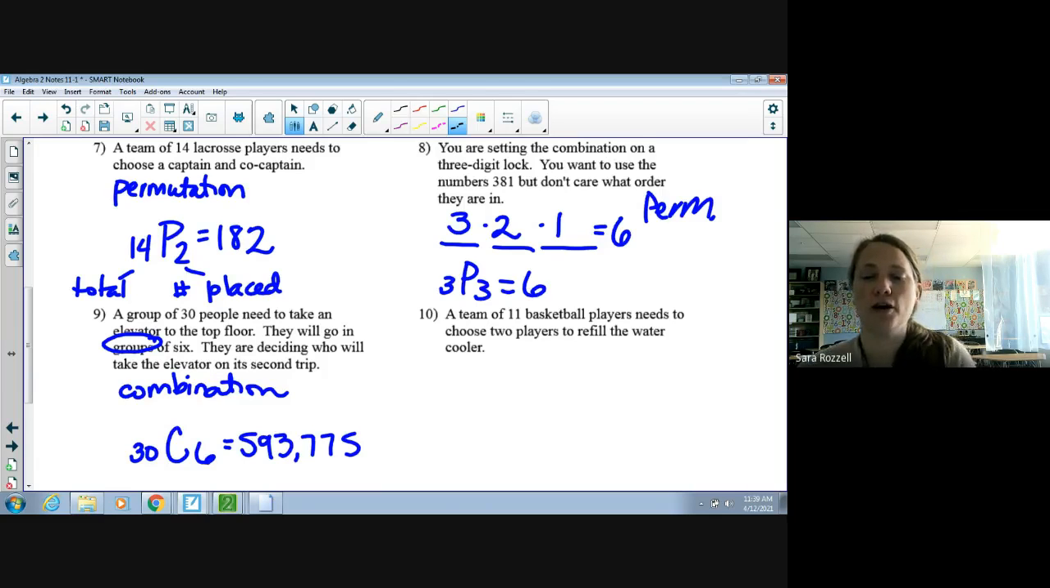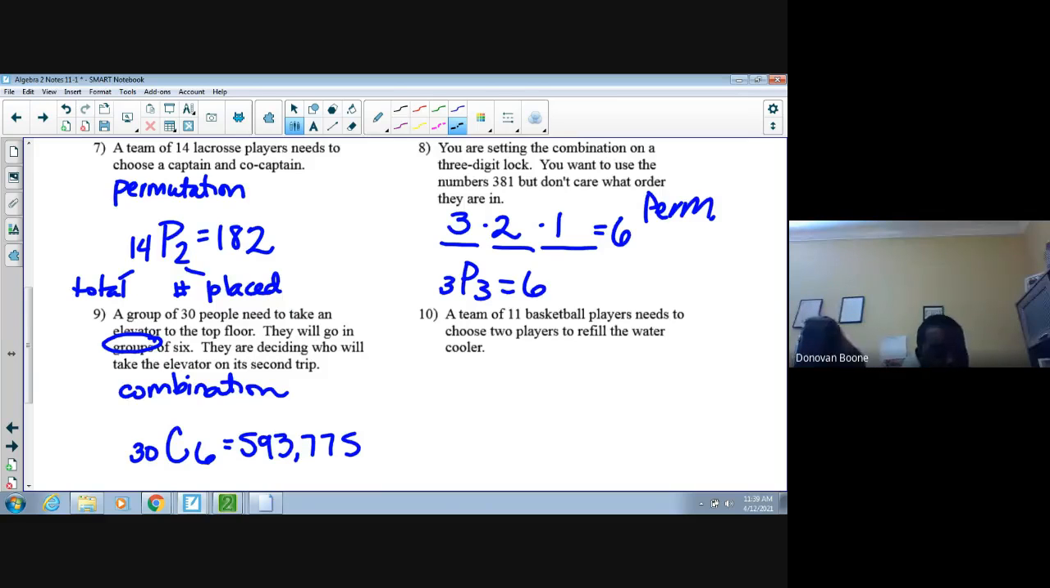Okay. All right, so let's vote. If you think it's a permutation where we're putting things in a specific order, raise your hand. If you think it's a combination where we're choosing a group and we don't care what order they're in, raise your hand. All right, that's good. We had a few for a permutation. We had a few more for a combination. Donovan, tell us why you think it's a combination.